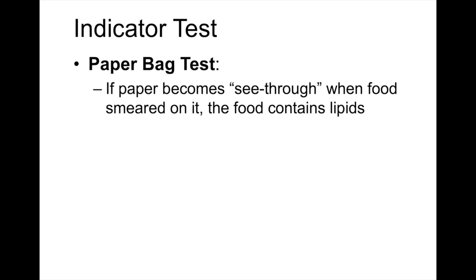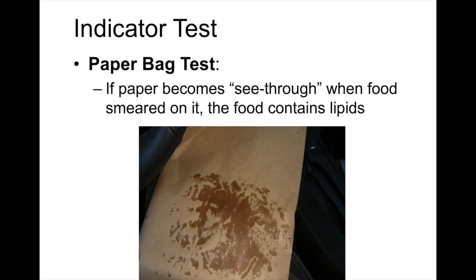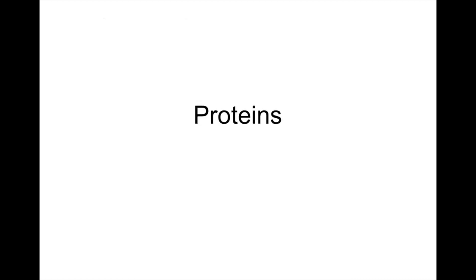How do we know something is a lipid? If you put it in a paper bag and the bag becomes kind of transparent, that's a good indication you have lipids in it. Not many other substances would do that. This is an interaction with the paper bag cellulose. All right, now let's look at proteins.